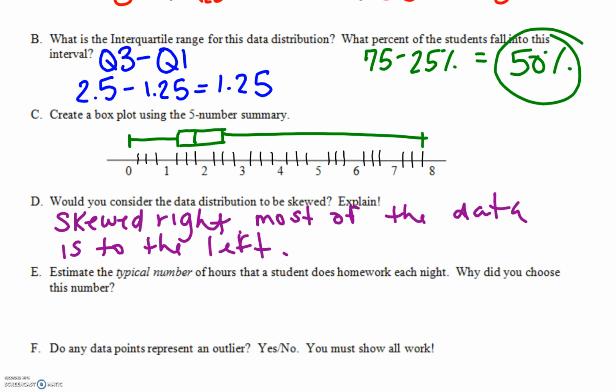Why did you choose this number? So usually we want to use either the median or the mean to describe a typical number. We usually use the mean if there is no outlier, or we would use a median if there is an outlier. So for this problem, because it is skewed to the right, the best typical number to use would be our 1.75, which was our median. And the reason why we chose this number was because the student that spends 8 hours a night, which is our obvious outlier, is bringing up the average. So we would have to use the median.